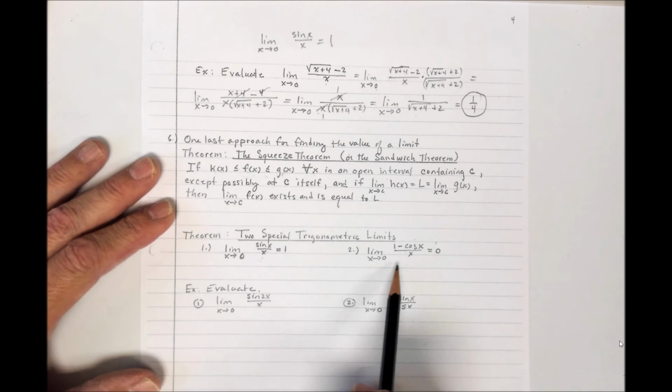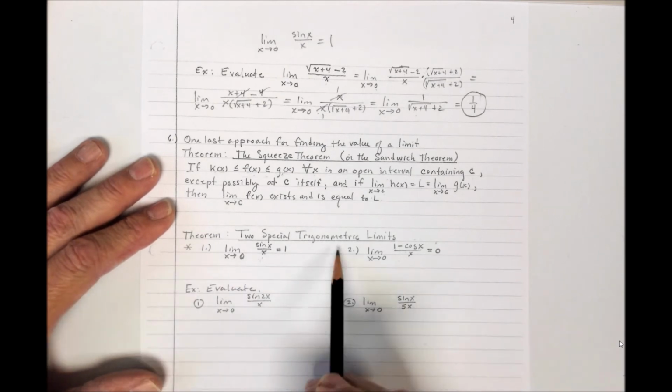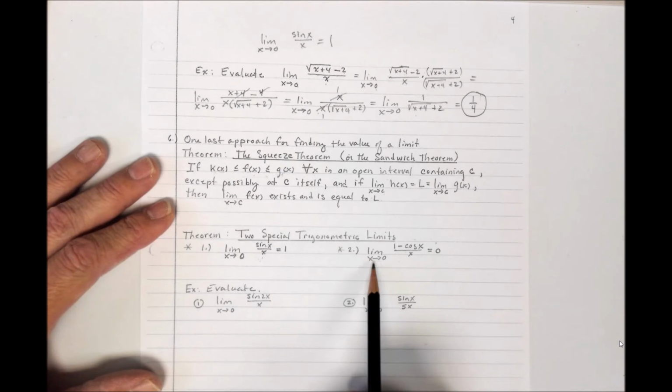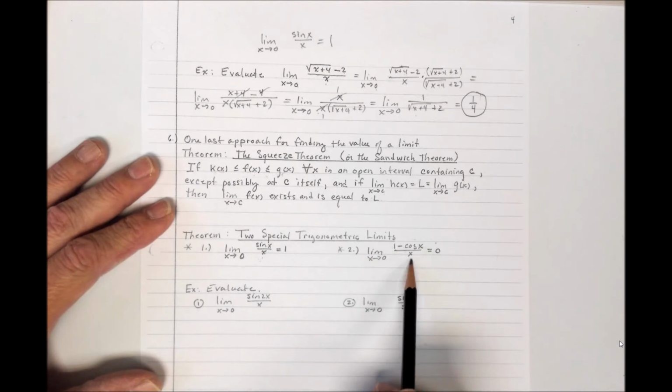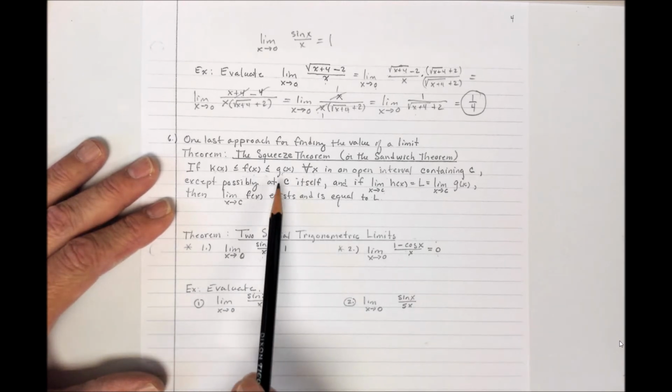And here's another key theorem, and this is one that you ought to memorize. These both you ought to memorize. And that is the limit as x approaches 0 of 1 minus the cosine of x over x is equal to 0. Now, if you use direct substitution, you get 0 over 0. That's indeterminate. So you think, well, how do I get 0 for that? Well, you get 0 from a proof using the Squeeze Theorem.